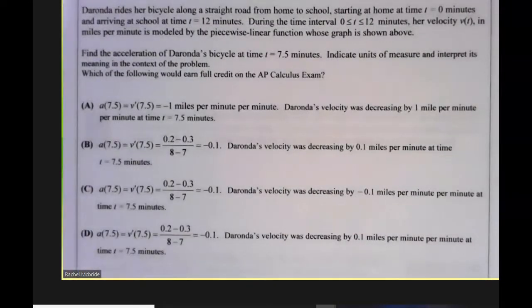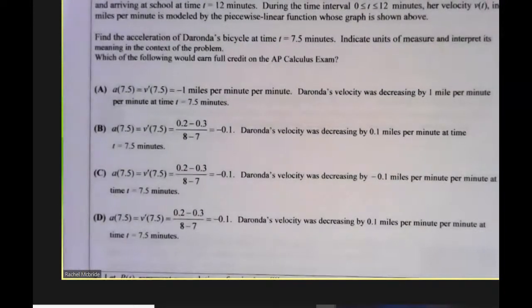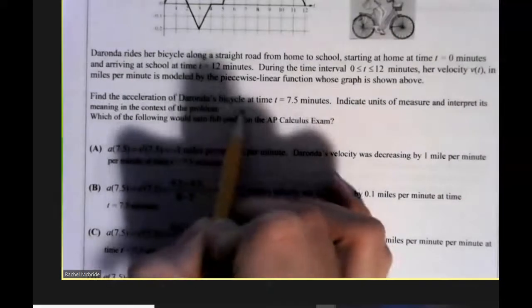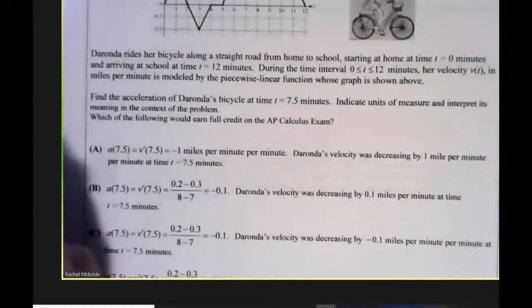So Duranda rides her bike along a road from home to school starting at 0 minutes and arriving at 12. During the time interval, her velocity in miles per hour is modeled above. So here's her graph. Find the acceleration at 7.5. So again, remember that acceleration is the derivative of velocity. The derivative of velocity represents the slope of the velocity. So we would want to know what is the slope at 7.5.